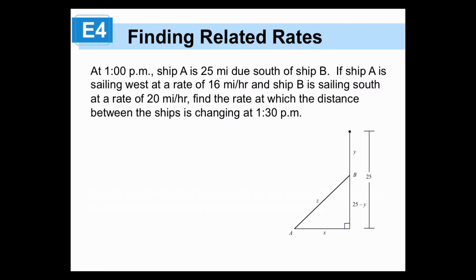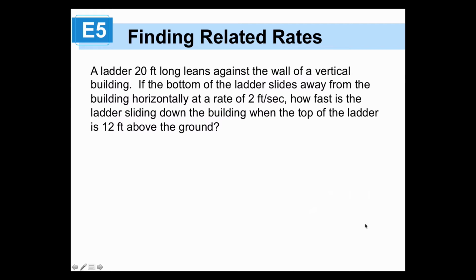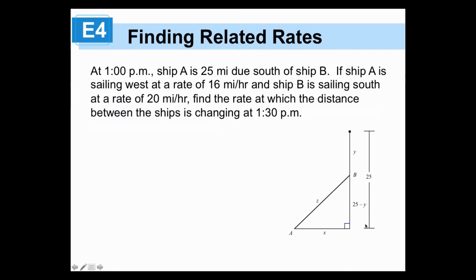Are we good? Wait, what did you say when t equals 0? What is z? When the problem starts, B is here and A is here, so the distance between them, z, is 25. Where do we need 25 minus y? You'll see in a second.